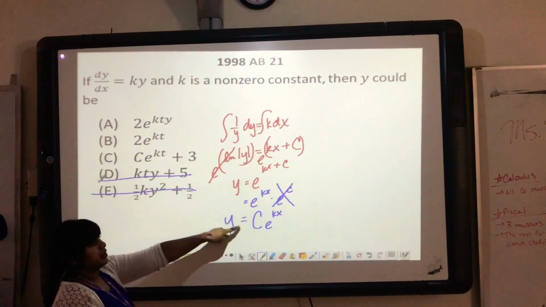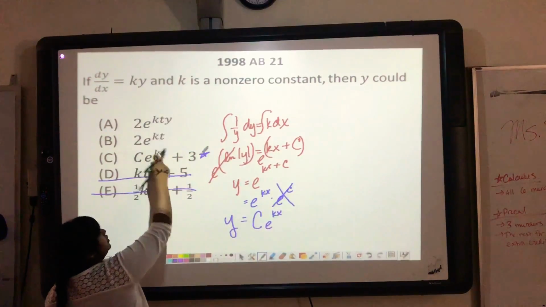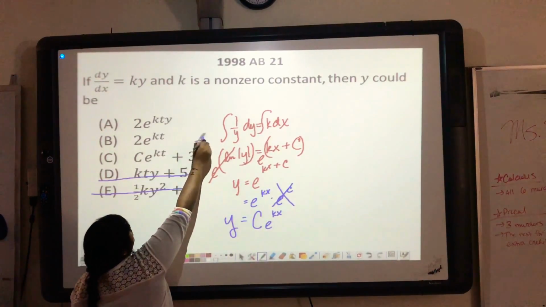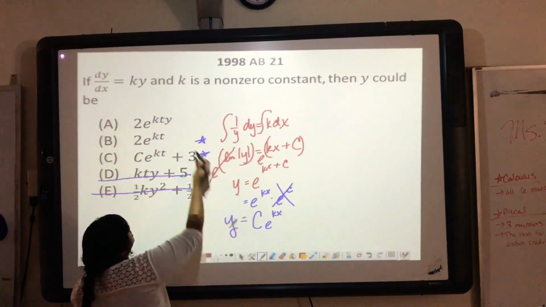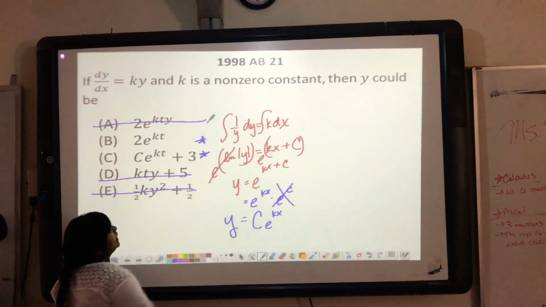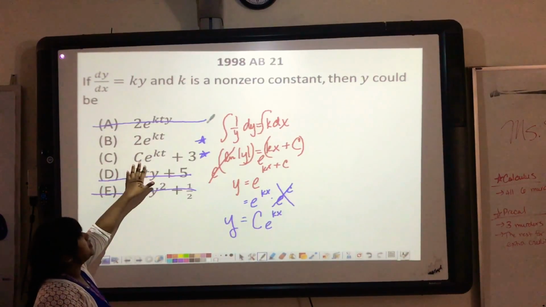Well, that one looks familiar, but there is a +3, so I'll hold on this one. That one looks kind of familiar, okay? This one would be okay, but the y is on the wrong side again, so we're going to cross that out, okay? So now let's look at our b and our c.